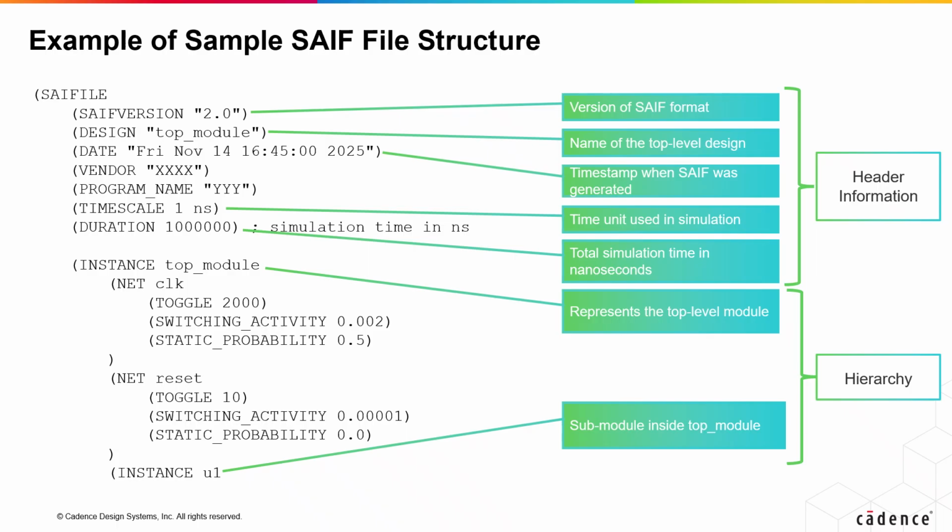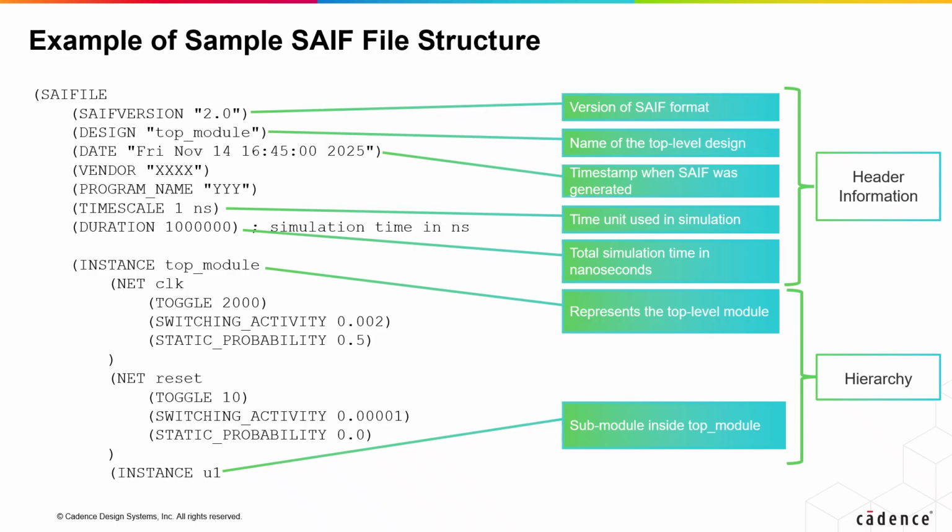After this header, the file transitions into a hierarchical view of the design, starting with the top-level instance and progressing into submodules. This hierarchy is important because power analysis rarely considers only top-level figures. Engineers want to identify which specific blocks or nets contribute most to switching activity, and a hierarchical Switching Activity Interchange Format, or SAIF, file enables the power tool to break down consumption at the module, instance, or even net level.